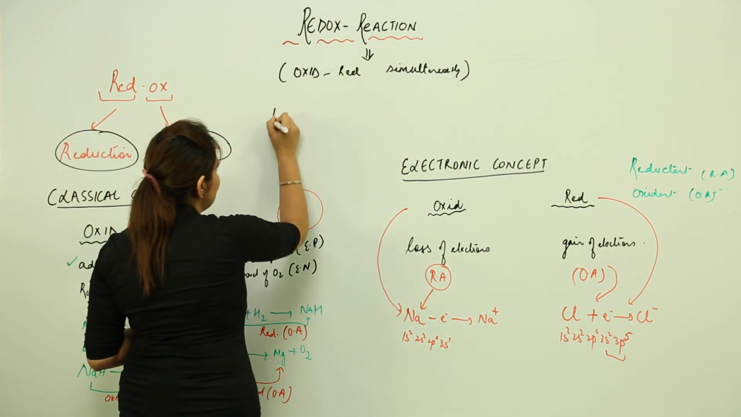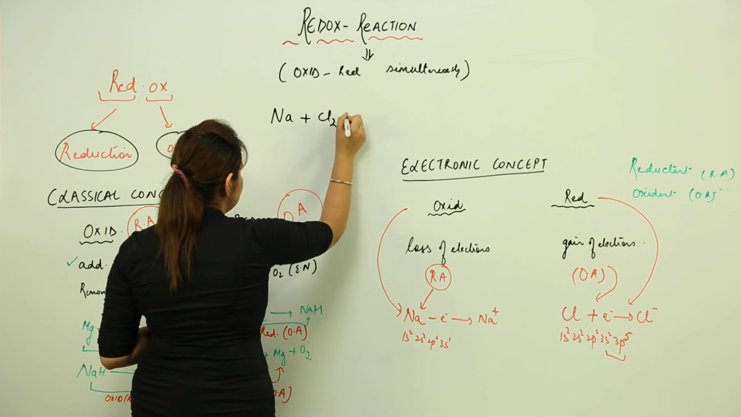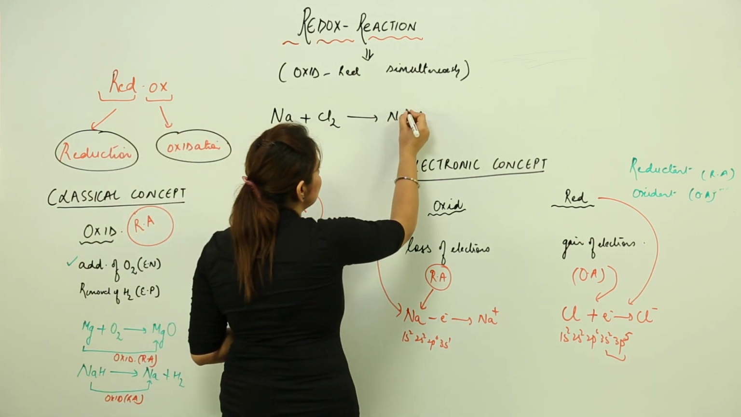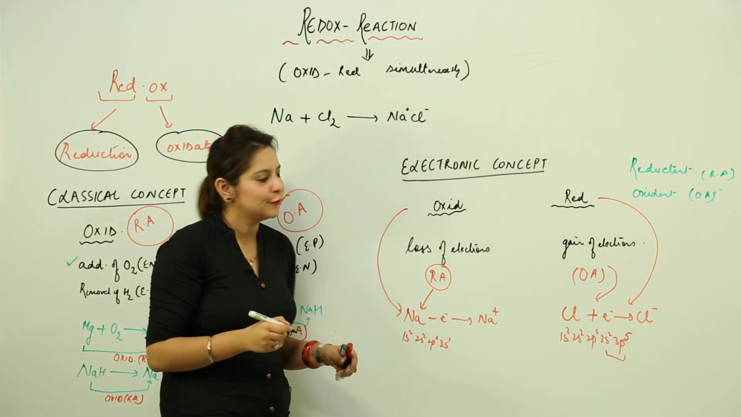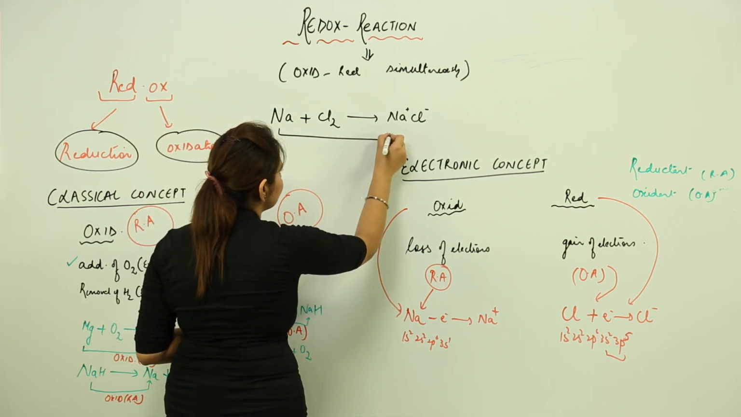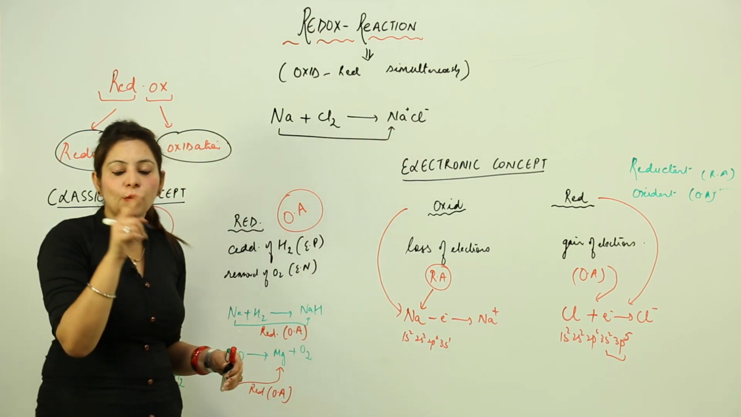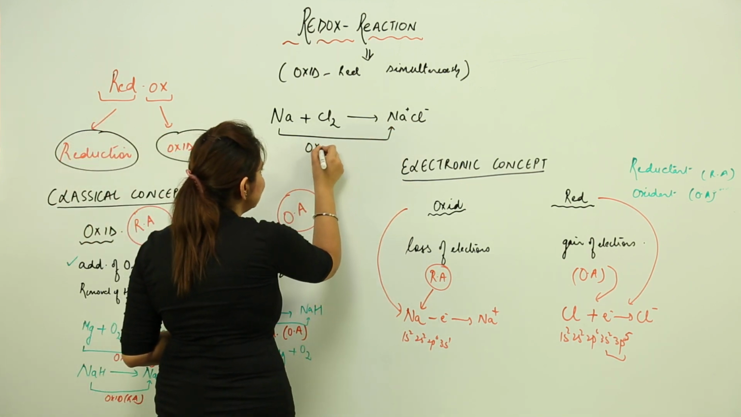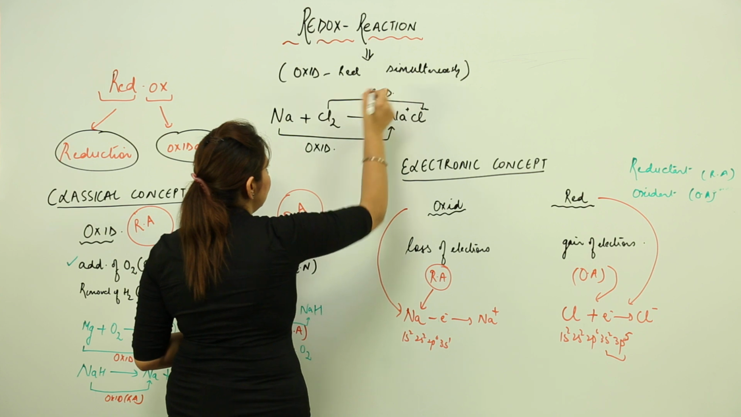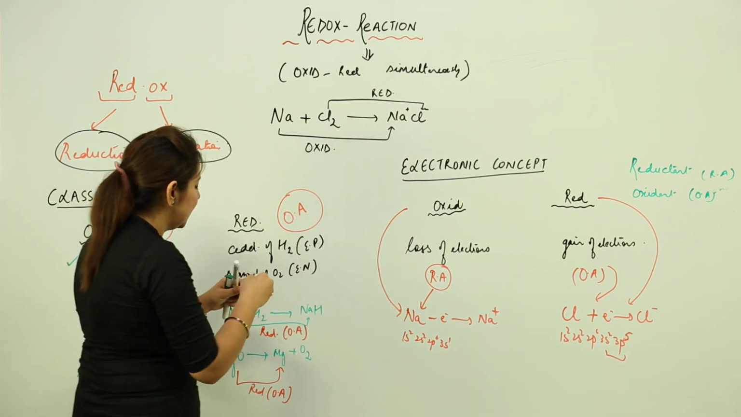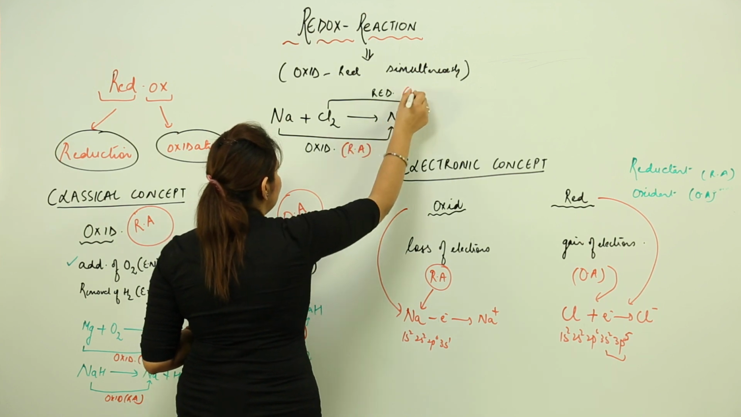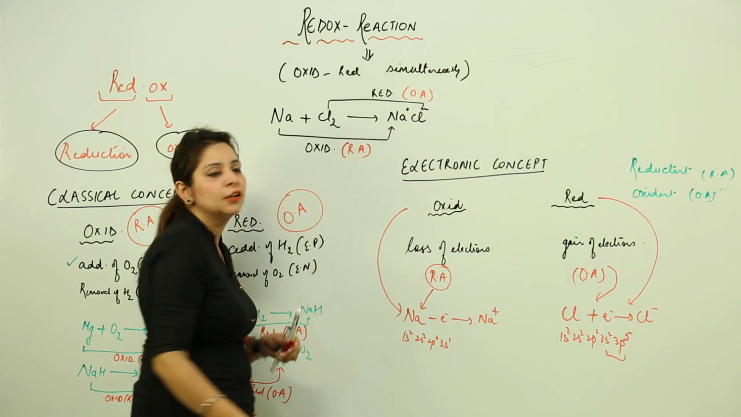So let's see an example. Suppose I have Na plus Cl2 where I am forming NaCl, right. As we know, in NaCl sodium has a positive charge and chlorine has a negative charge. So what has actually taken place is that sodium has lost an electron, that is why it has acquired a positive charge. So we say that this is oxidation. And chlorine has gained the electrons, so we say this is a reduction. Talking about the reductant and the oxidizing agent, the substance which is undergoing oxidation is obviously a reducing agent and the substance which is undergoing reduction is obviously an oxidizing agent.